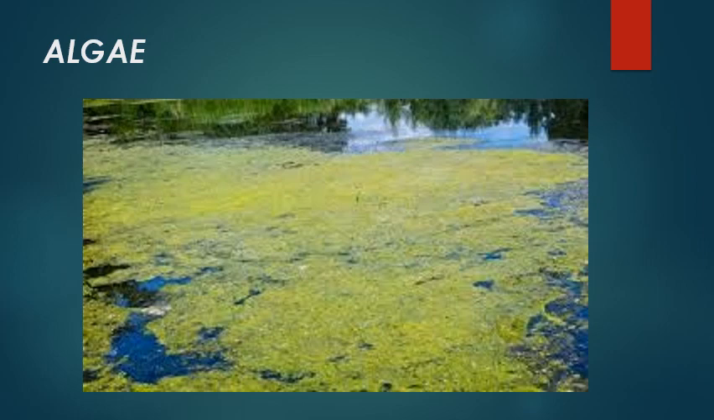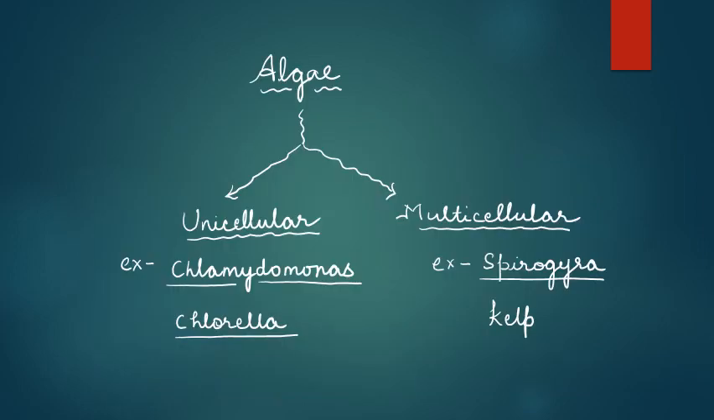They can be microscopic, but there are some algae which can be seen with our naked eyes. They are large enough to be seen, like some seaweeds. They are quite large. These algae can be either unicellular or multicellular. We have already seen the meaning of unicellular and multicellular. Unicellular means single cell. Their entire body is made up of a single cell.